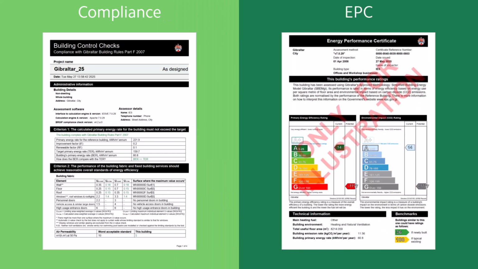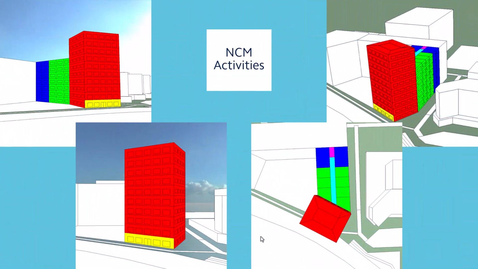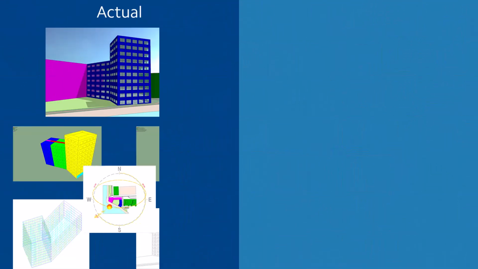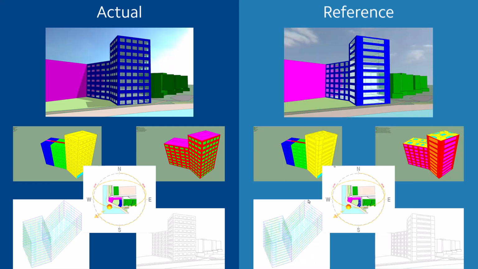IESVE simplifies both compliance simulation and EPC generation by applying the rules laid down in the Gibraltar 2024 NCM Modelling Guide. This means that we create a single model and dataset for the actual building, from which the software will automatically generate the reference building.